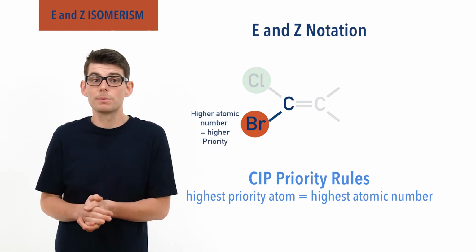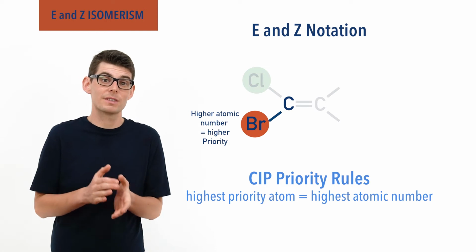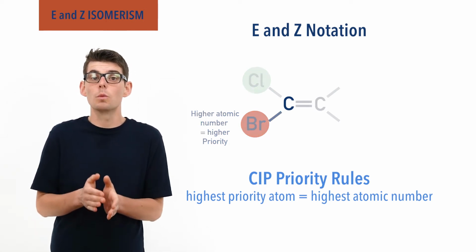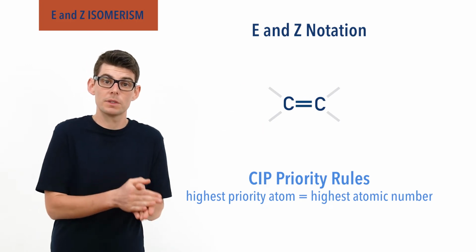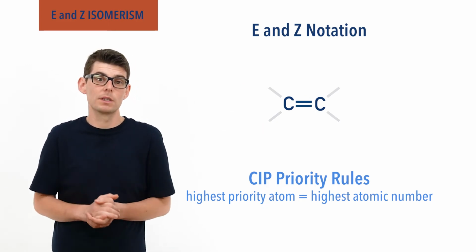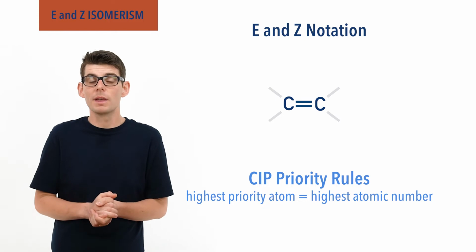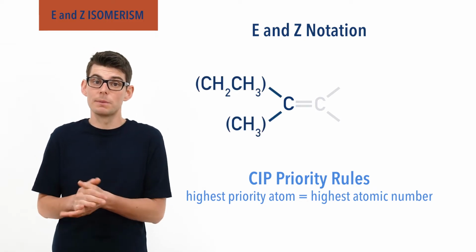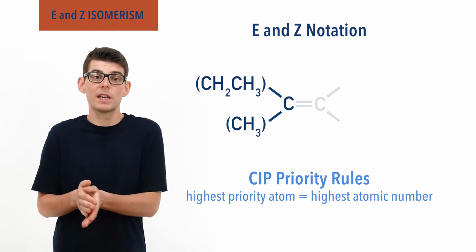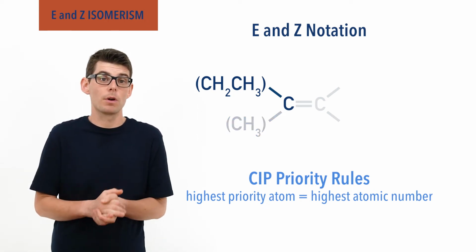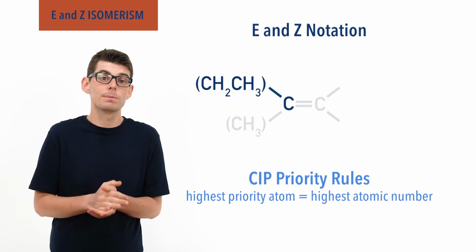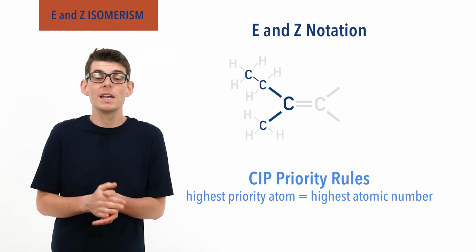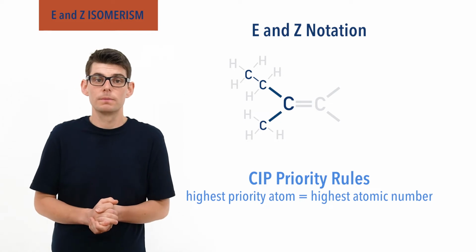If this isn't possible and the two atoms bonded have the same atomic number, for example two carbon groups, then you look at what those atoms are bonded to themselves and compare their atomic numbers. For example, if you have a CH3 and a CH2CH3 group bonded to the same carbon, the CH2CH3 group will be given the highest priority, as here the carbon is bonded to another carbon, whereas the carbon in the CH3 group is only bonded to hydrogens.